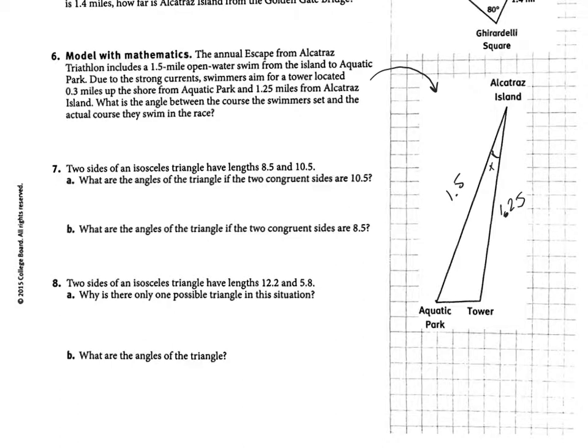The distance between the Aquatic Park and the tower, of course, is 0.3 miles. So it's important to establish their position so that you know where the angle and the side are opposite. So we know that x and 0.3 are opposite. X is, of course, an angle, not a side. So if we're looking for x, you have to start with 0.3.